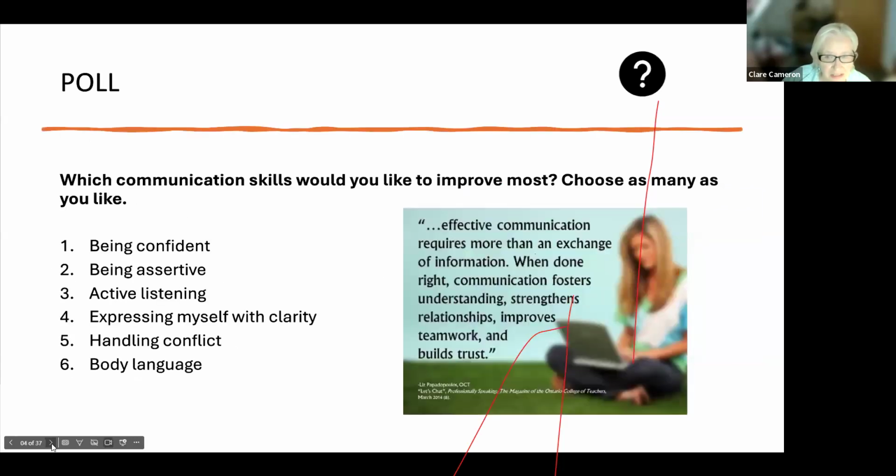And I'd like you to look at this. Which communication skills would you like to improve most? If you look at those ones from 1 to 6, you don't need to put them in order, but if you want to put them in the chat, just share with us which one you would like to improve.